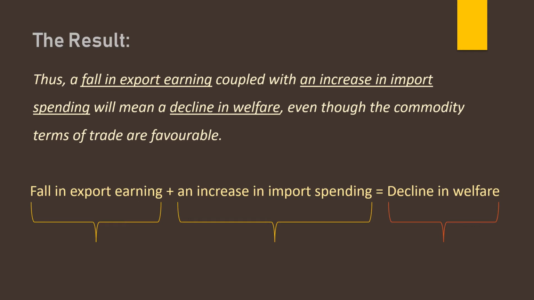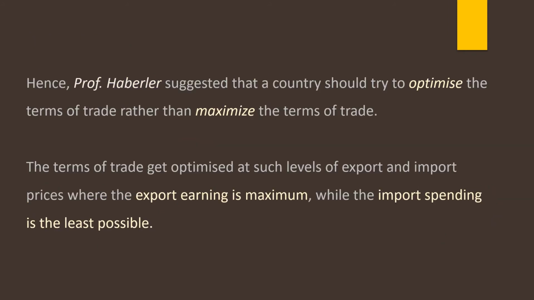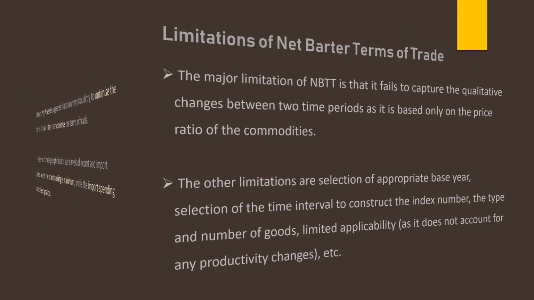I have presented this situation in the form of an equation, that is, a fall in export earnings plus an increase in import spending is equal to a decline in welfare. It was Professor Haberler who suggested a probable panacea for such a situation, that a country should try to optimize the terms of trade rather than maximize the terms of trade. The terms of trade get optimized at such levels of export and import prices where the export earning is maximum while the import spending is the least possible.